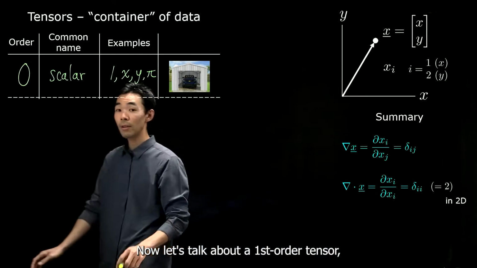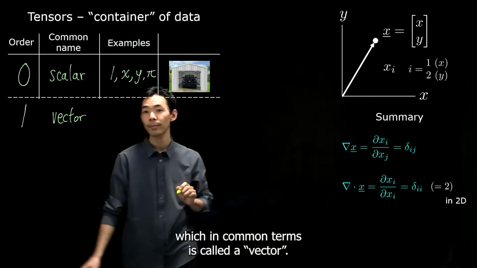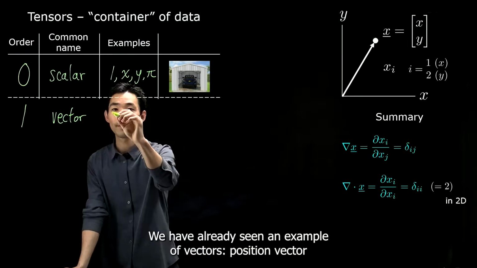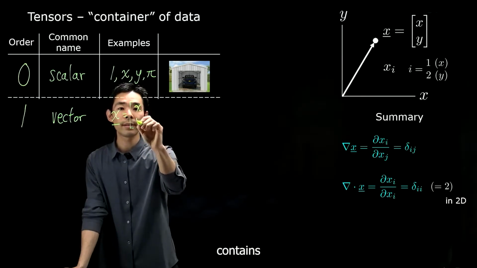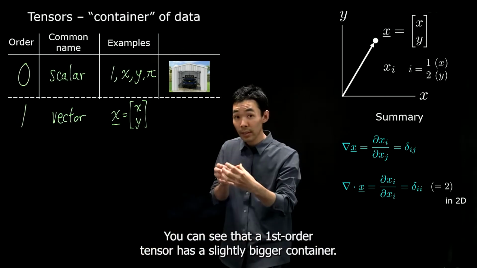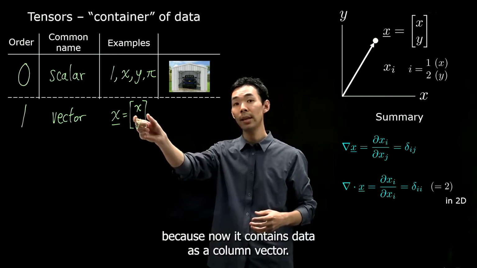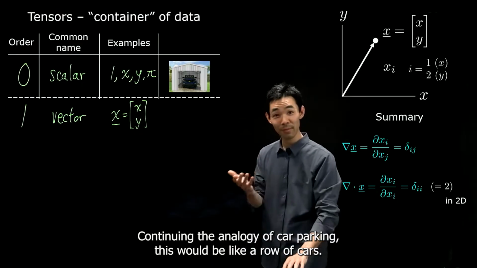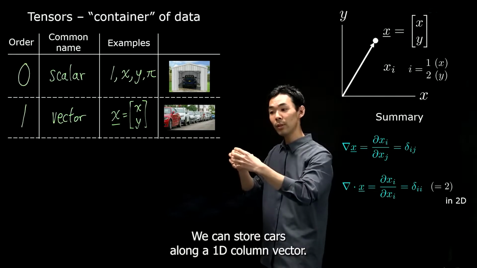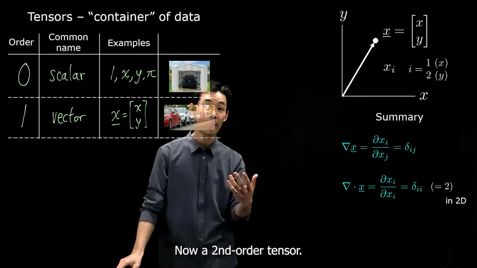Now, let's talk about a first order tensor, which in common terms we call a vector. And we have already seen an example of a vector, which is a position vector. X contains the entries x and y. So you can already see that a first order tensor has a slightly bigger container. The size of that container is a little bit larger because now it contains data as a column vector. So continuing the analogy of car parking, this would be like a row of cars. Now the container is a little bit bigger. We can store cars along a 1D column. Okay, so it stores a little bit more data. Now, a second order tensor.